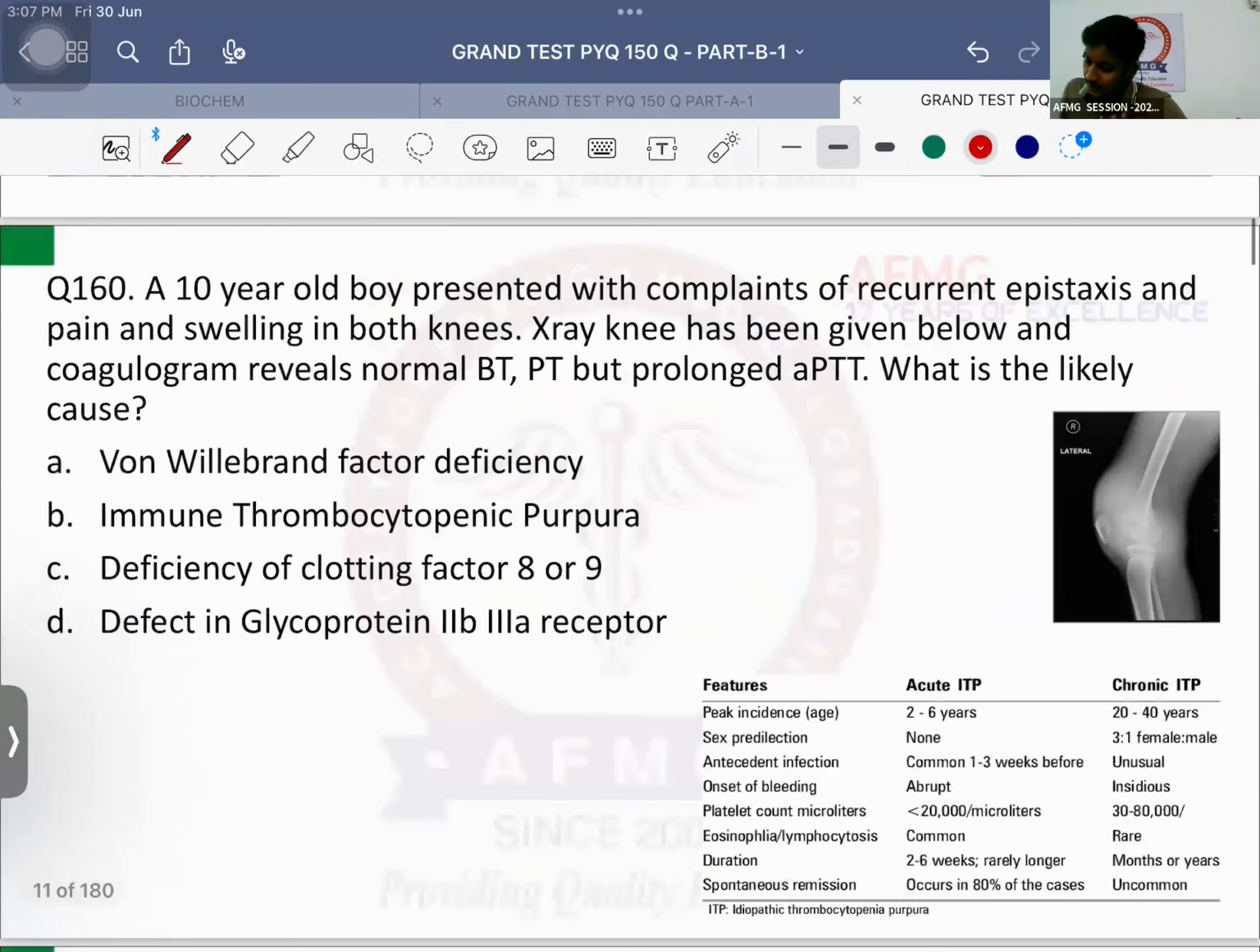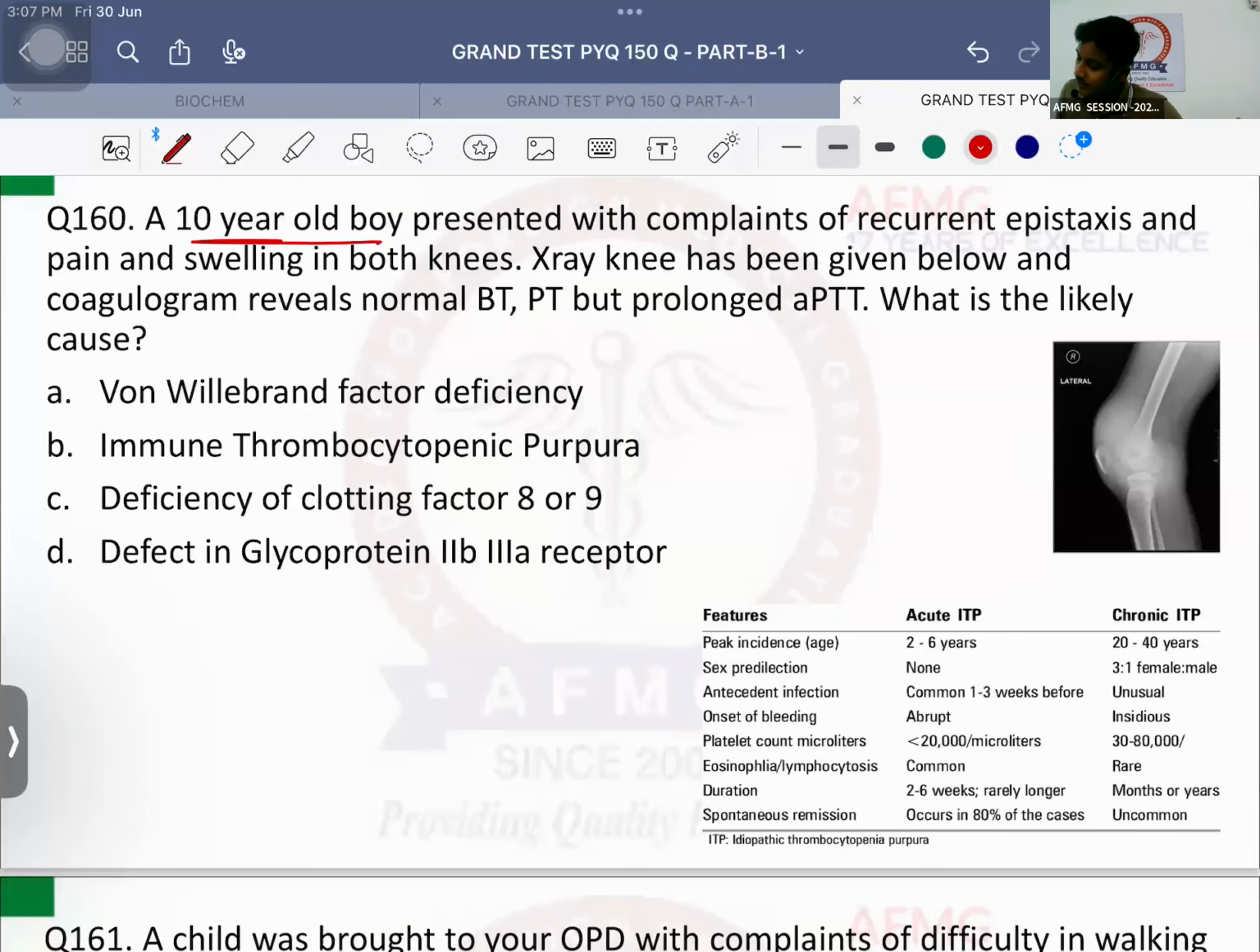Question number 160. A 10-year-old boy presented with complaints of recurrent epistaxis. Okay, and there is pain and swelling in both the knees. Epistaxis is nothing but nose bleeds, and there is pain and swelling in both the knees. X-ray knee has been given below, and coagulogram reveals normal BT, PT, but a prolonged APTT. What is the likely cause?